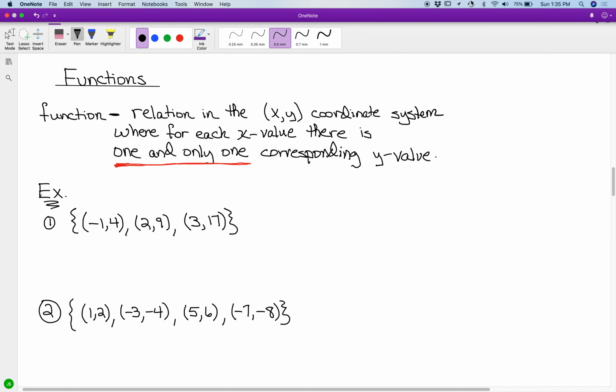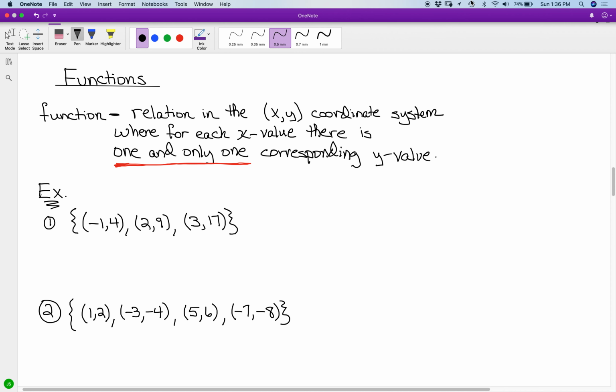Okay, regarding functions and the definition of functions, a function is a relation where, in the xy coordinate system, for each x value there will be only one corresponding y value. So for each x value, there is one and only one corresponding y value. And now there are different ways in which we can express functions.